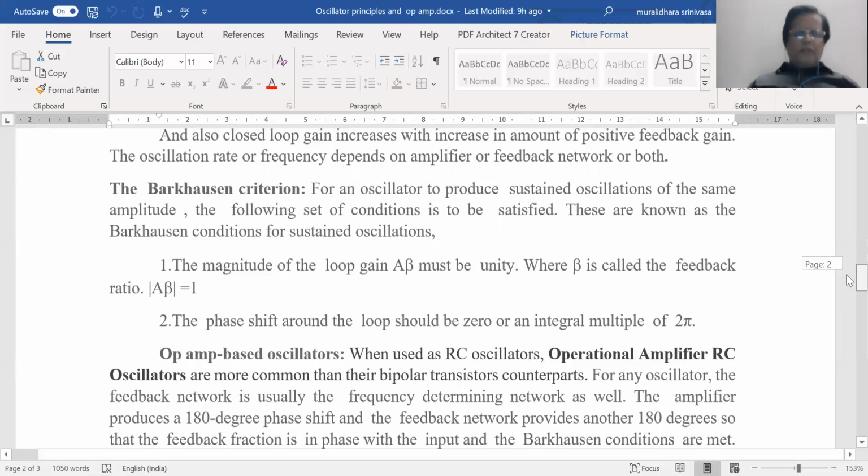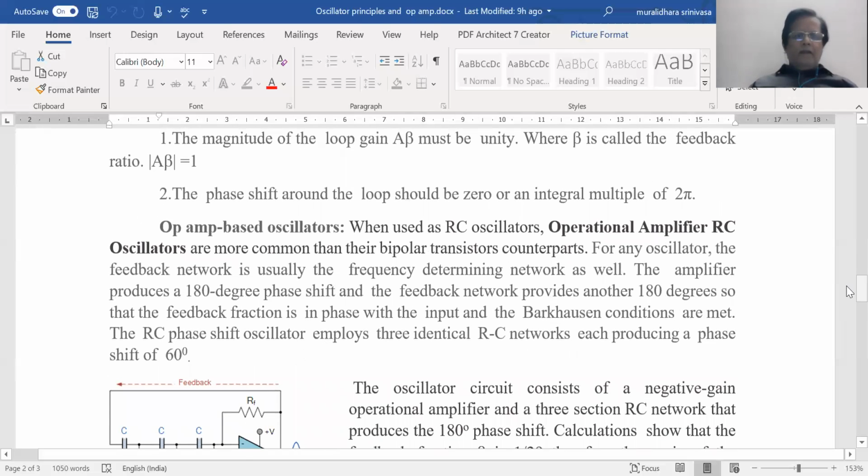So the first condition to be met is that mod A beta is equal to 1, and the second is that the phase shift around the loop should be 0 or an integral multiple of 2 pi. Either you don't have any phase shift at all between the input and the output, or you have a 360-degree phase shift and a multiple of that. So this is the essential condition known as the Barkhausen condition, a very frequently appearing question in the examination.